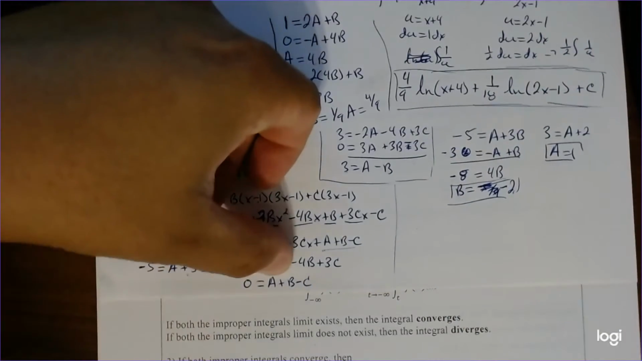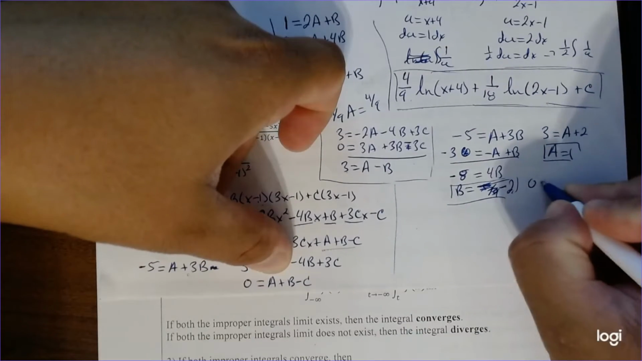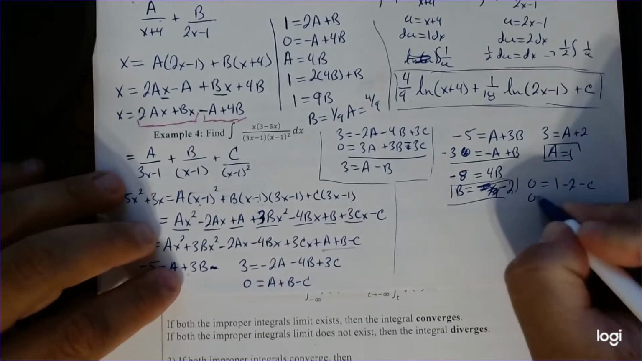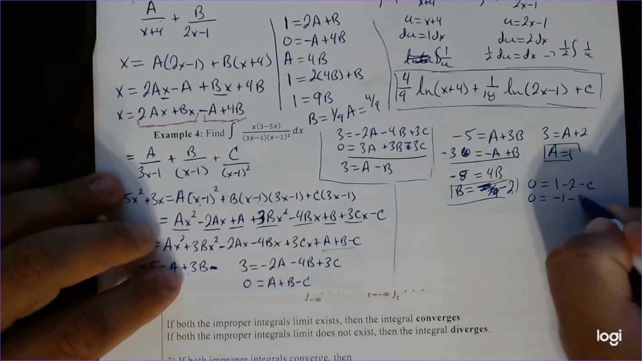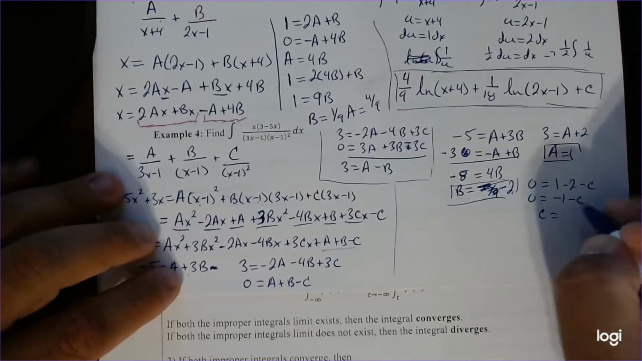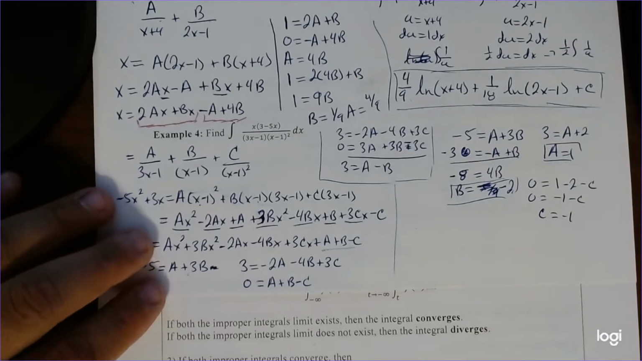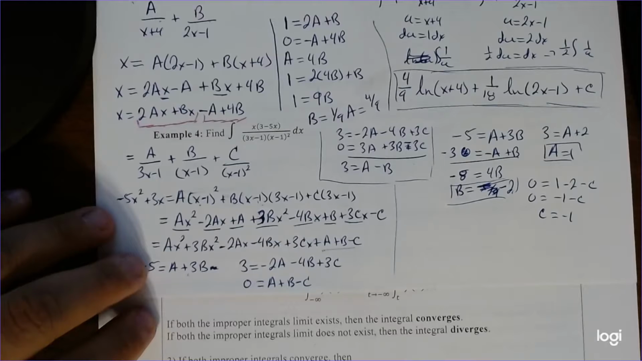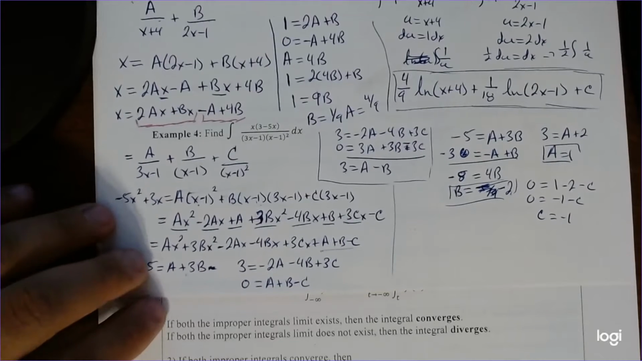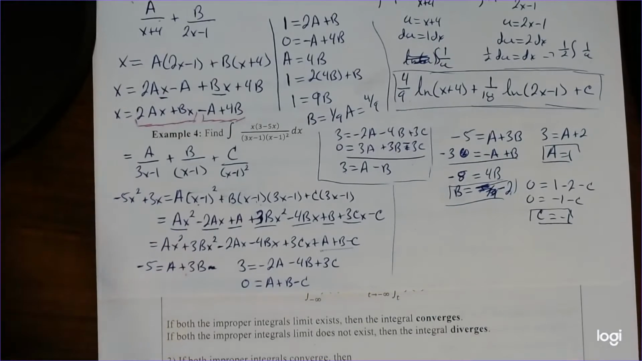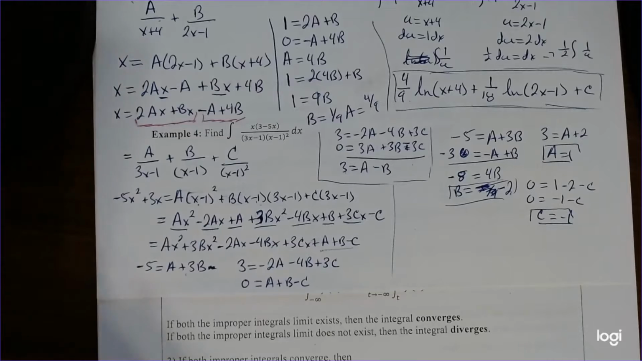And c is probably easy if we just do it here, right? So we know 0 is equal to 1 minus 2 minus c. So this is 0 is equal to negative 1 minus c. So c is equal to negative 1. Okay. Lots of fun stuff, right, when it comes to it. All right, now that we have that, finally, we can integrate as best we possibly can.